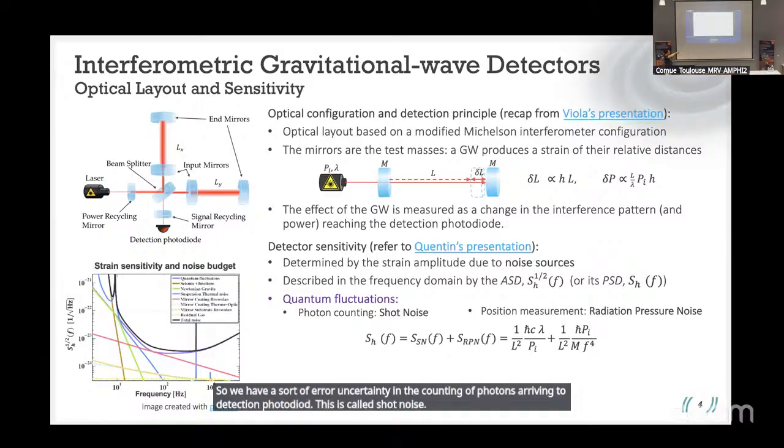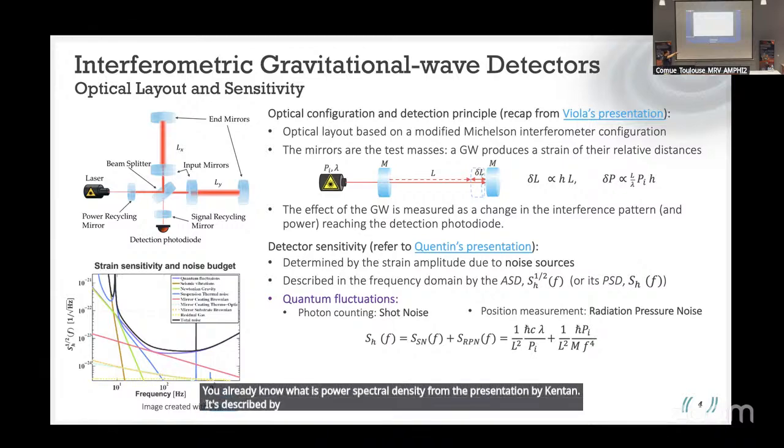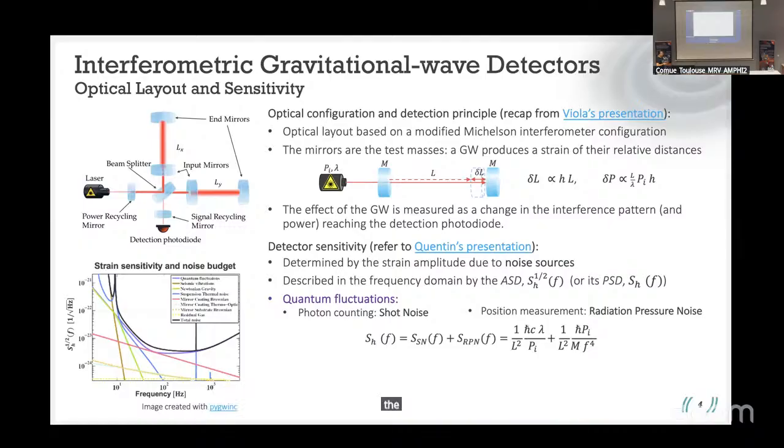And this is described by the first term in this equation, S of h, the power spectral density of the noise. You already know what the power spectral density is from the presentation by Kentan. This is described by this first term, so inversely proportional to the power injected to the detector.